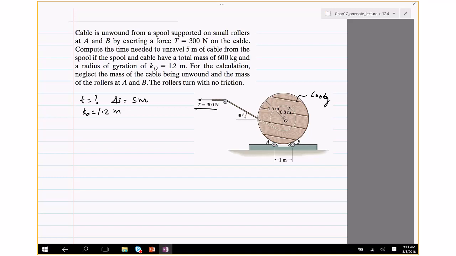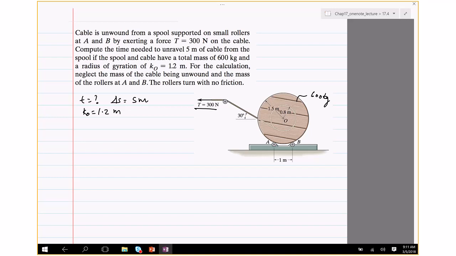We are asked to find the time it takes to unravel 5 meters, but this is really a problem on rotation. So we'll try to relate the displacement of the cable, 5 meters, with an angular rotation. If it's 5 meters, what is the angle turned by the spool? Once we find that theta, we can relate that with acceleration in order to solve for the time. So we're trying to get to the acceleration, which will then integrate to solve for theta, which in turn will be related to s. So that's how I will proceed.